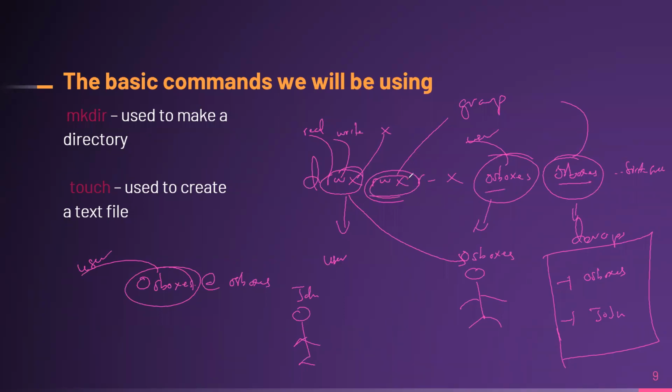So the next RWX is just representing the group OS boxes. And with that particular group, anyone who belongs to that group can also read, write, and execute. And this is what you have there. As I mentioned, the first D is representing the fact that this particular file is a directory, not just a normal file.